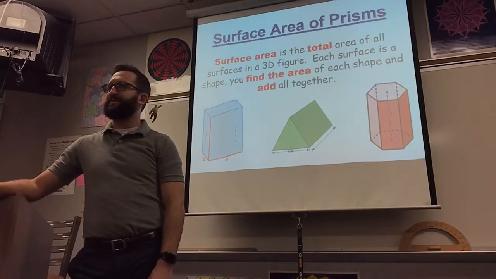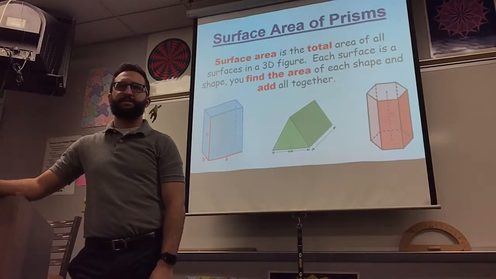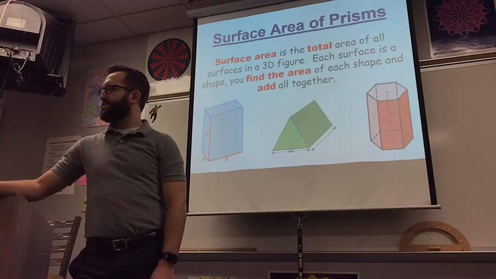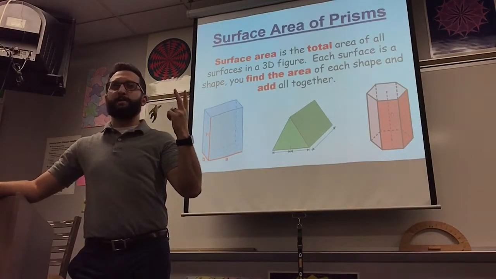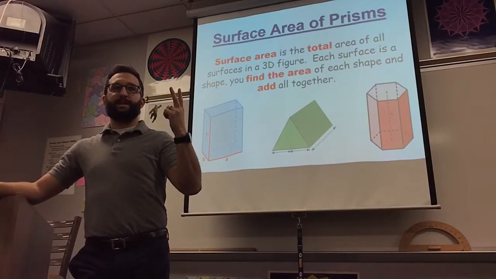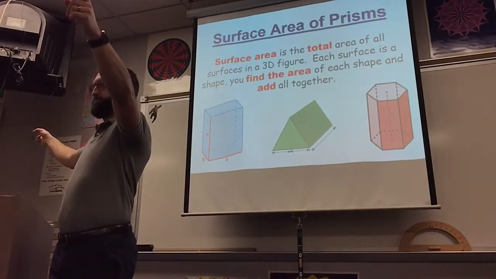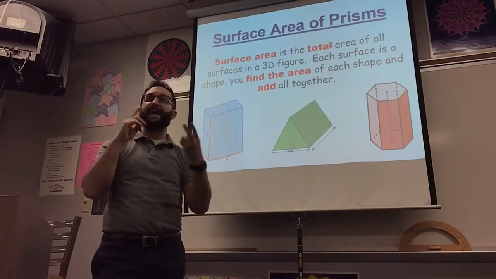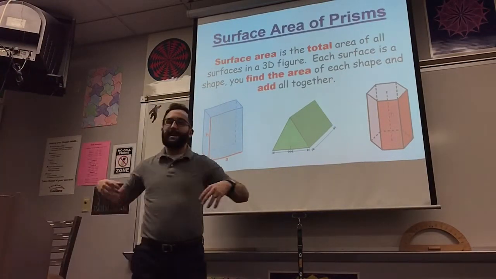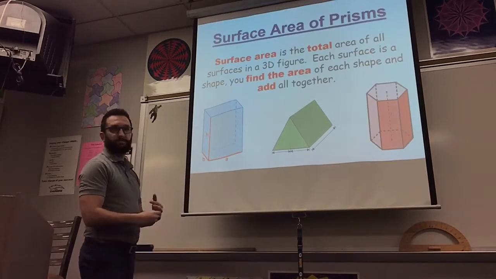How many? 8. Why 8 in my room? Because the ceiling and floor is 2. What else? On your wall. And I got how many walls? 6. I got 6 walls. I got 1, 2, 3, 4, 5, 6. So we would have to calculate 8 areas and add them all up, which is what this is.